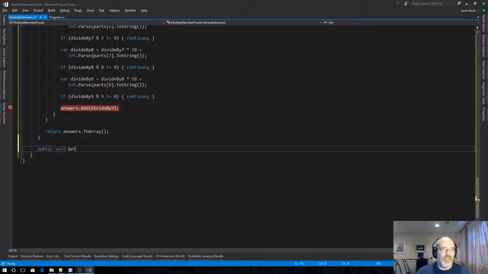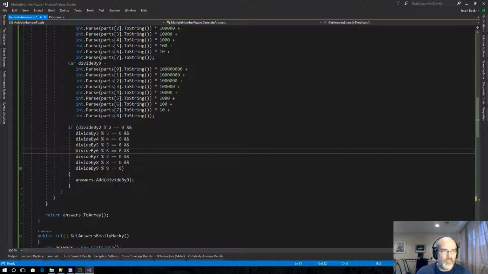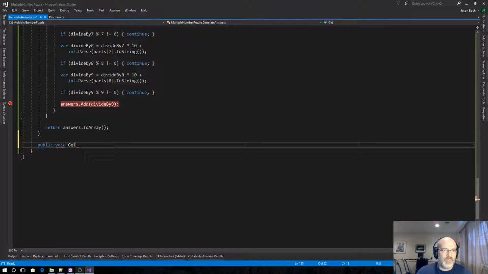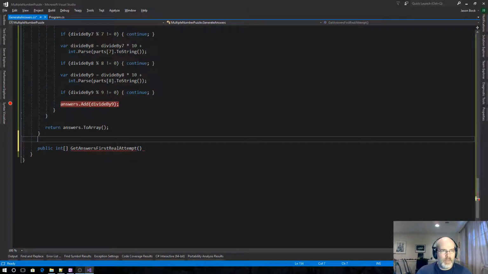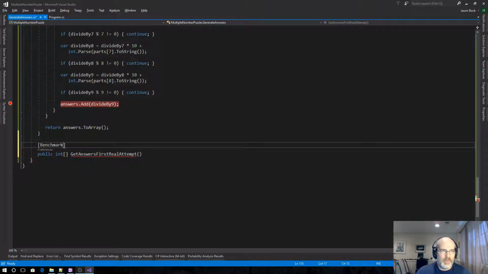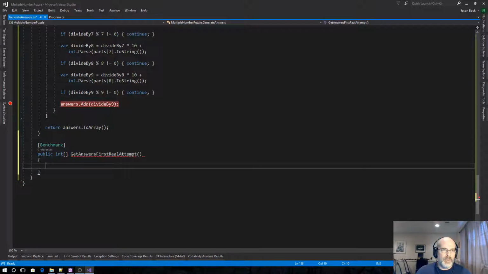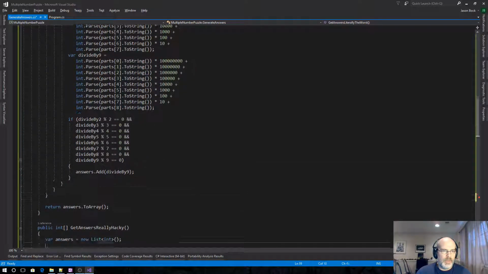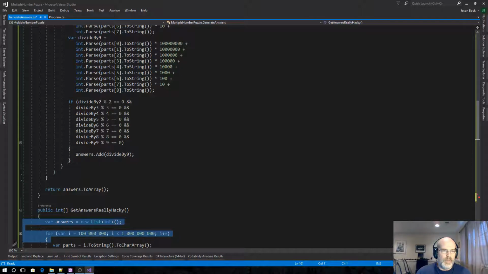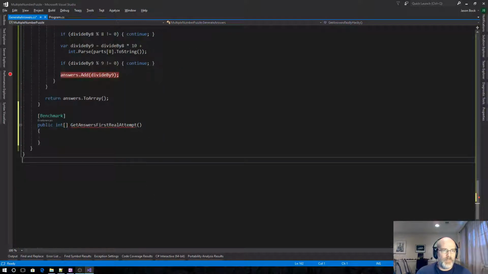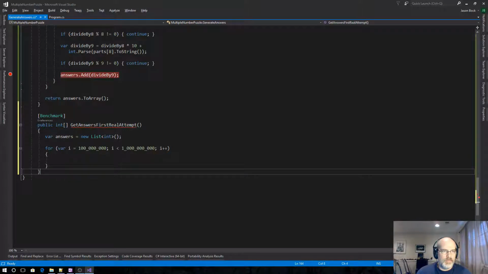So we're going to say, what are we calling these? Get answers. Oops, we've got to do an int array. Get answers, first real attempt. And we're going to benchmark that. All right, so I think the first thing I want to do is copy that. And then we're going to say return answers.ToArray.